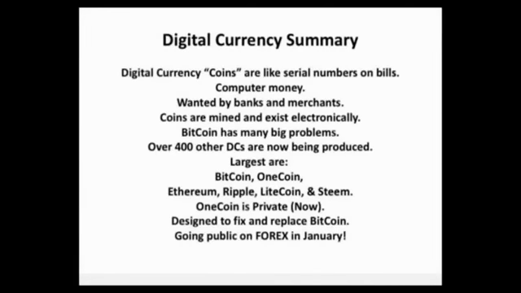So Bitcoin has many big problems, and there are over about 400 other digital currencies now being produced and offered on the internet. The largest are, and we will talk about each of these, Bitcoin, OneCoin, Ethereum, Ripple, Litecoin, and Steem. Now, OneCoin is a private company, and it's been designed to fix and replace the problems with Bitcoin. And OneCoin is going to go public on the 4th of January.